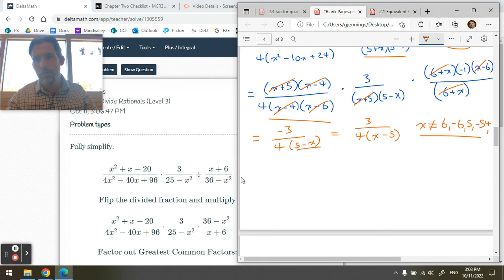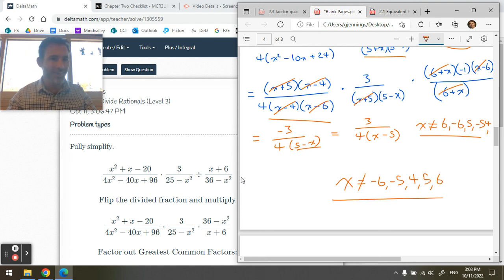All right, so there's our full list of restrictions. Usually we would write that smallest to largest. So x is not equal to negative 6, negative 5, 4, 5, or 6. Cool. All right, and so that's how you multiply and divide rationals, everyone.